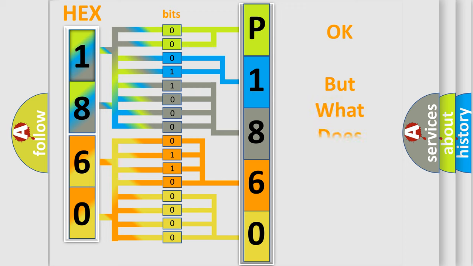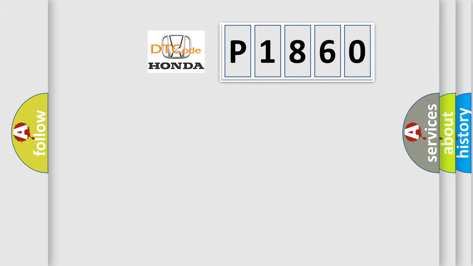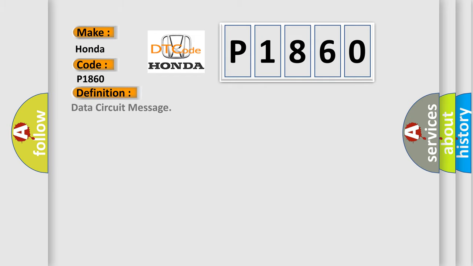The number itself does not make sense to us if we cannot assign information to what it actually expresses. So, what does the diagnostic trouble code P1860 specifically mean for Honda? The basic definition is data circuit message. And now this is a short description of this DTC code.